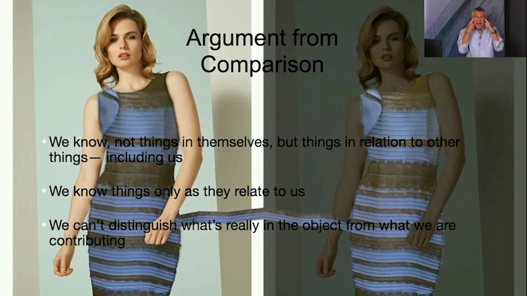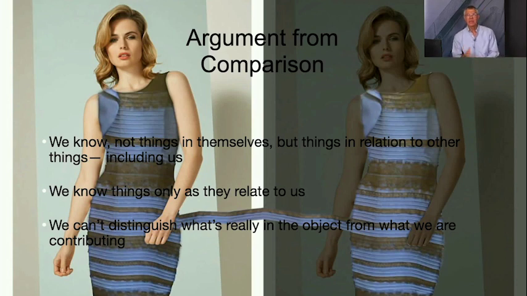The faculty I have of vision, for example, affects the way I see things. And then my brain processes all of that, and the brain is processing it in a way that affects it as well. So the image I end up with in my eye, and then in my brain, in my mind, that may be quite far removed from what the object itself is. So we know things only as they relate to us. We can't distinguish what's really in the object from what our own faculties are contributing.